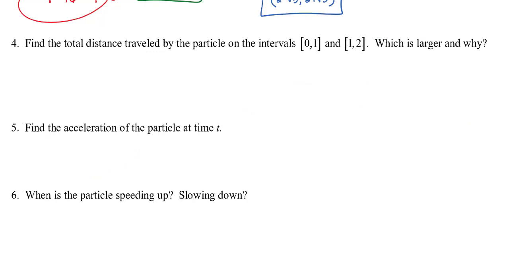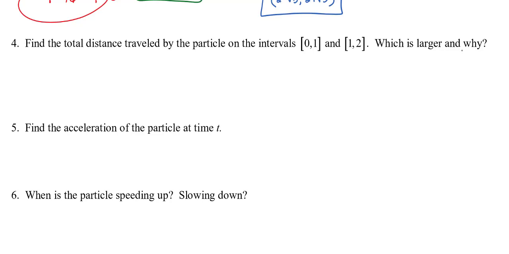Okay, looking at the next question, find the total distance traveled by the particle on the intervals 0 to 1, these are time intervals, and 1 to 2, which is larger, and why. And we can talk about that why throughout the course because you can also start talking about your velocity at that point, etc. So find total distance traveled.